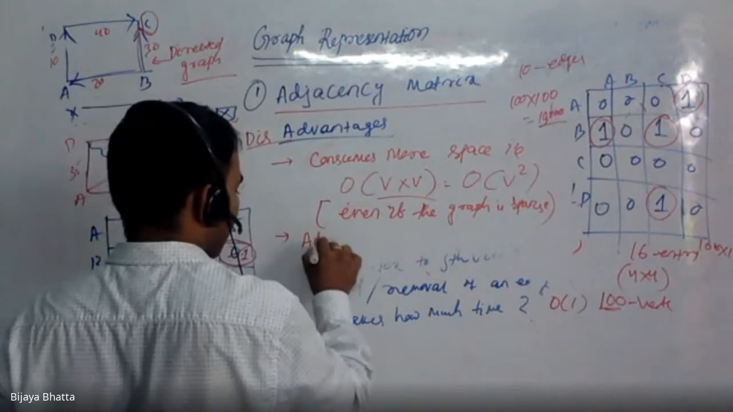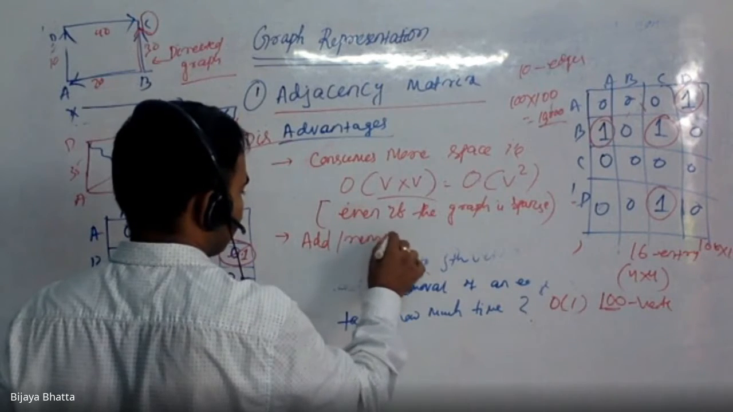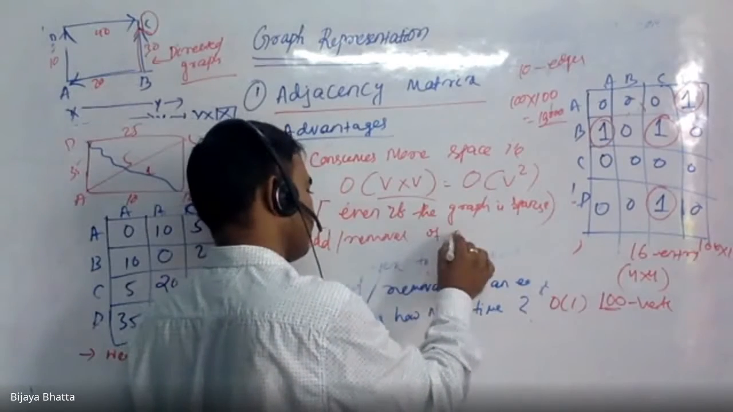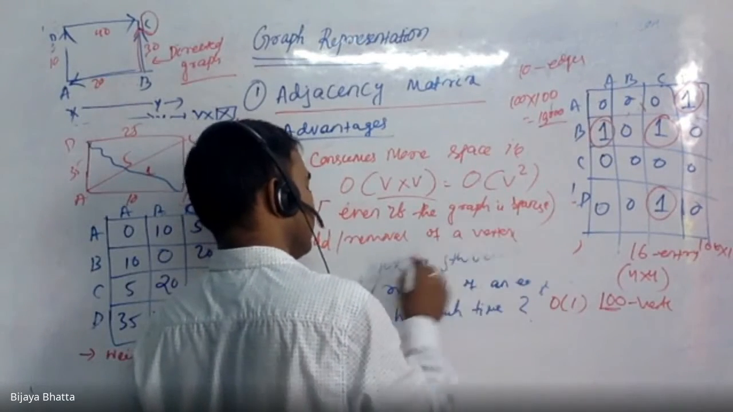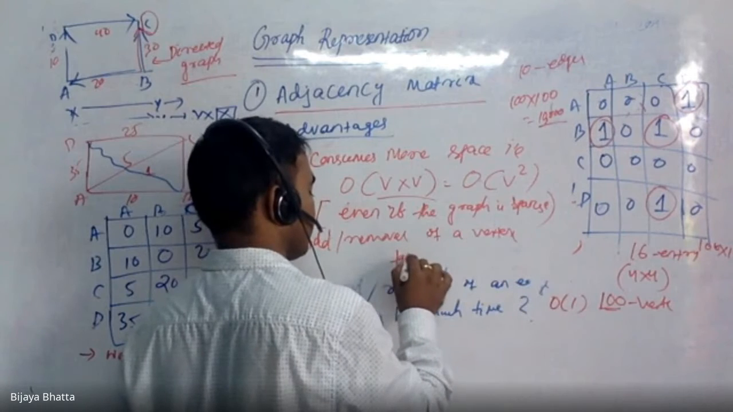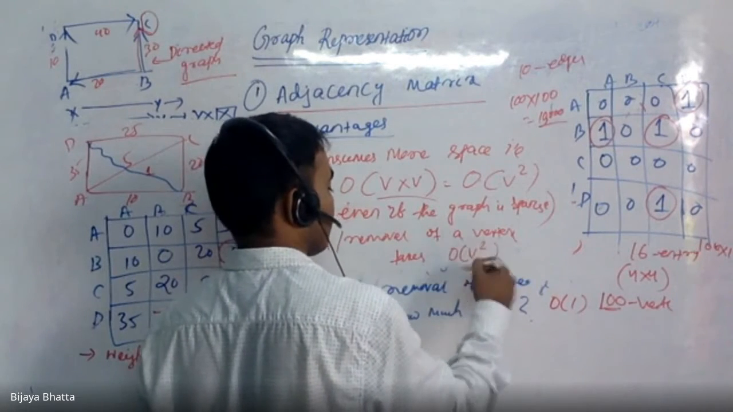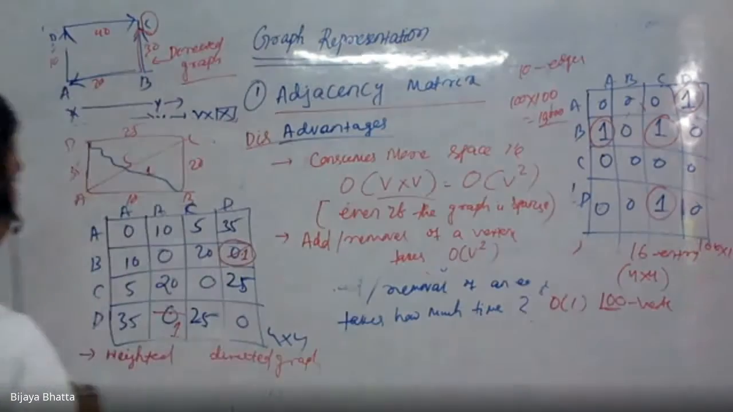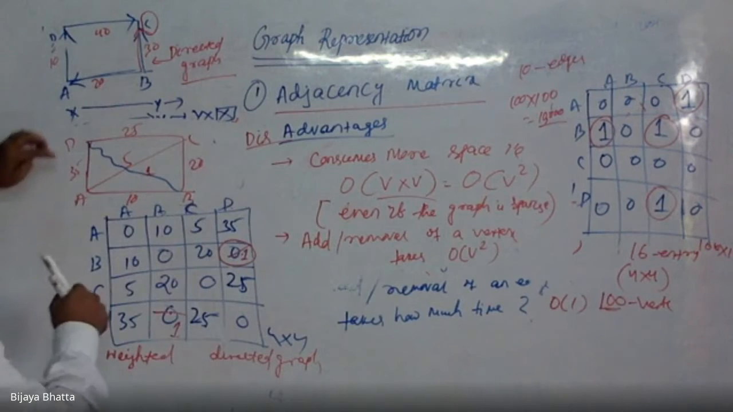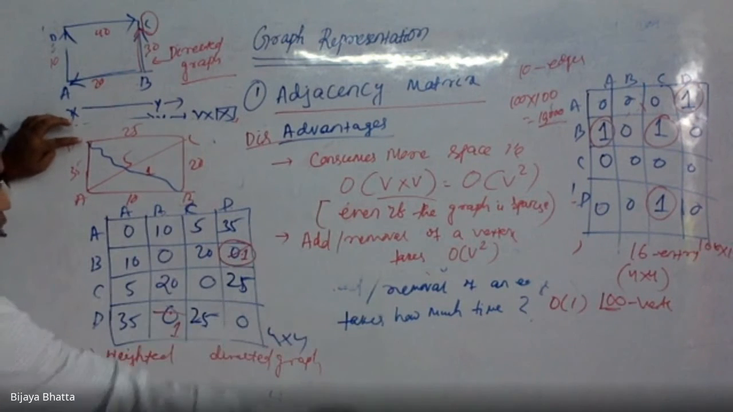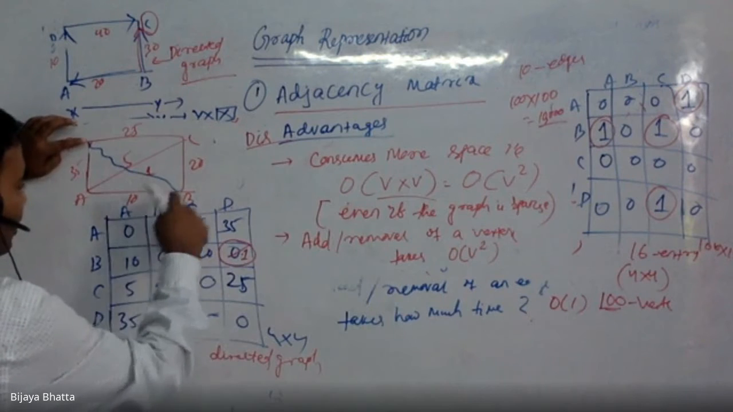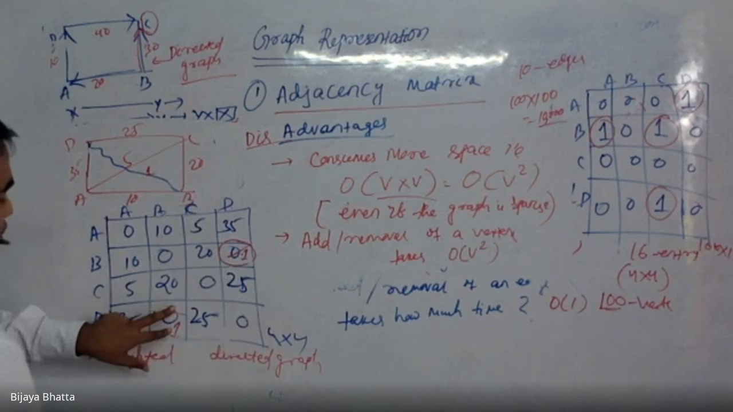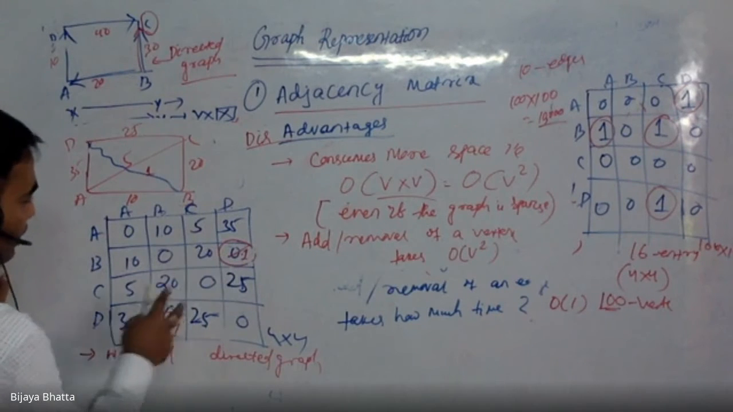Then addition and removal, right? Removal of a vertex takes order of V square time. If I add an edge, there is no issue. Adding an edge is faster, as we discussed a few minutes ago, that is an advantage. If you are adding an edge, you can just go ahead and change it: B to D, D to B. That's all.